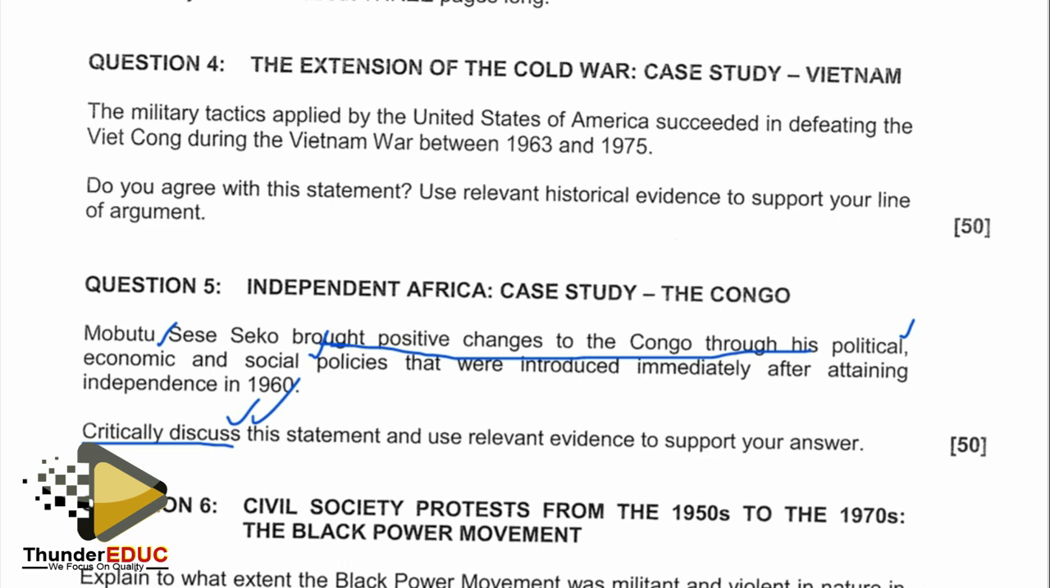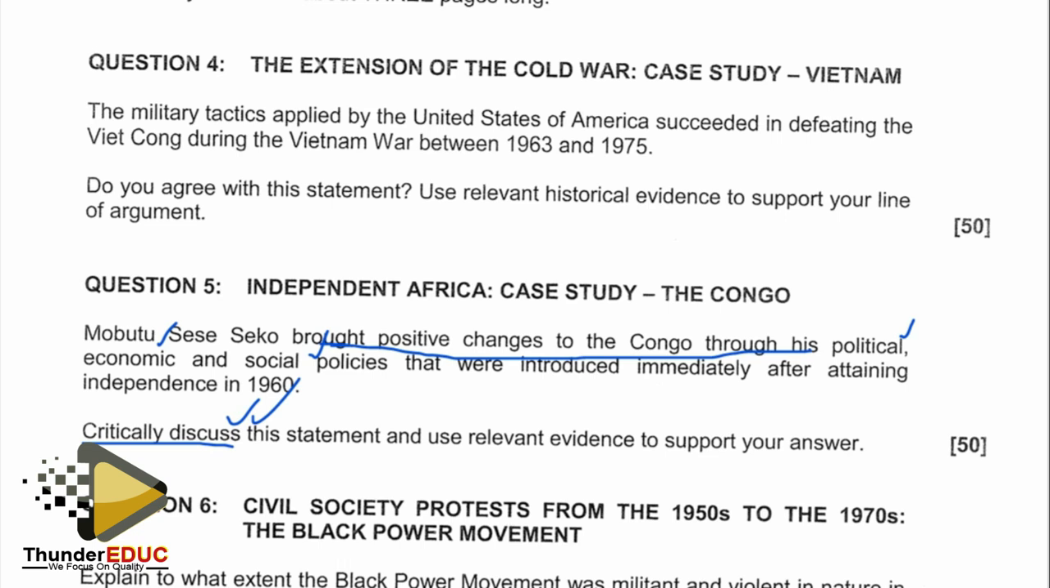You need to note that it was not only the positive that was brought; he also brought some disastrous effects to aspects of the lives of people in Congo. Because it's a critical discussion, you need to provide both positive and negative evidence. If you are disapproving the statement, you are saying it is not historically correct. We cannot completely say Mobutu brought positive changes. No, he did not. When you are disapproving, you are showing that Mobutu did not bring completely positive changes.